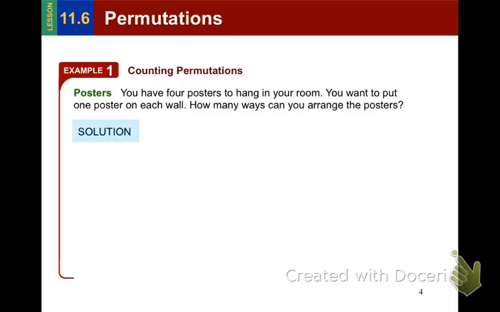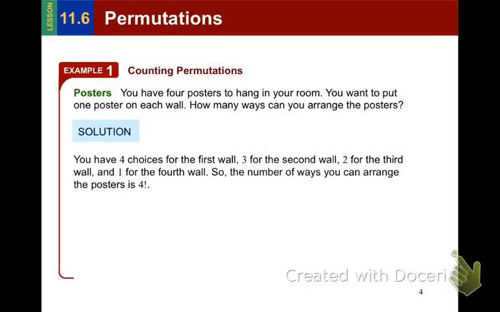You have 4 posters to hang in your room, and you want to put 1 poster on each wall. How many ways can you arrange the posters? Well, you have 4 choices for the first wall. Once you make a selection, there are only 3 choices for the second wall, 2 choices for the third wall, and 1 choice for the last wall. So it can be arranged as 4 factorial, which is 4 times 3 times 2 times 1. There are 24 different possible ways to arrange the posters.